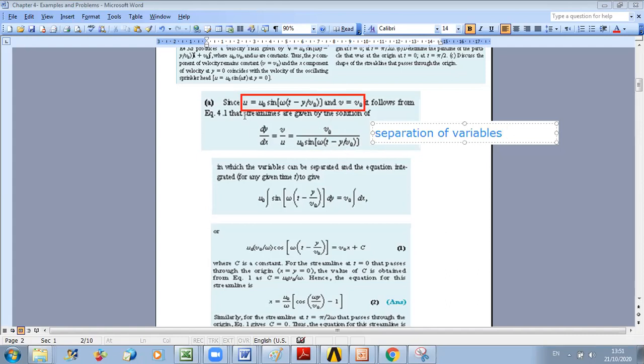This is why we will take it to the side of dy. So you can write that u0 times sine of omega t minus y over v0.